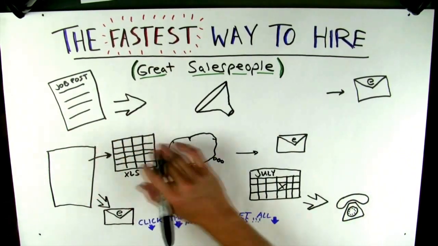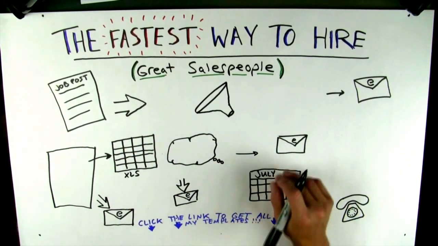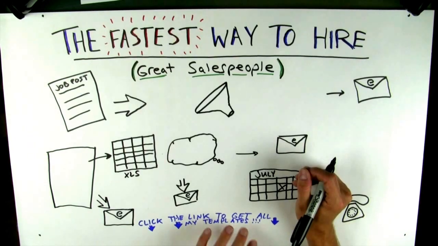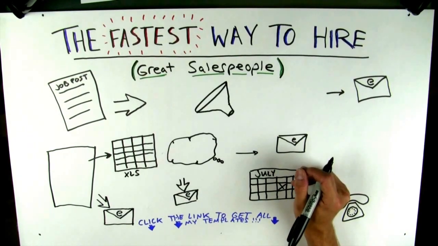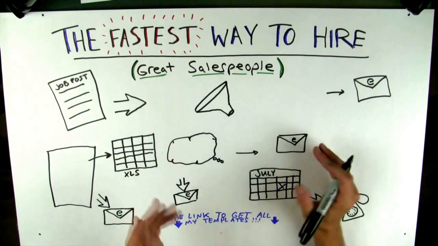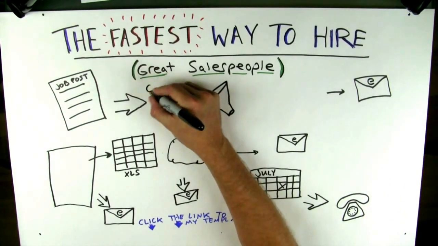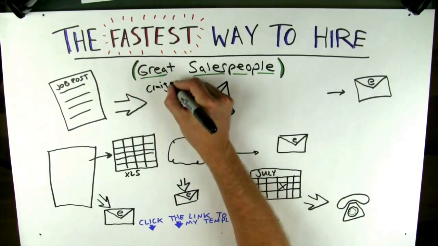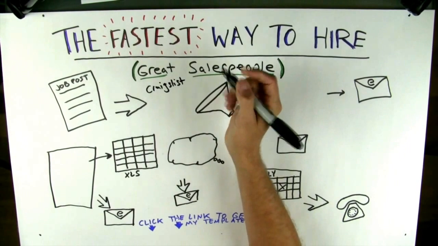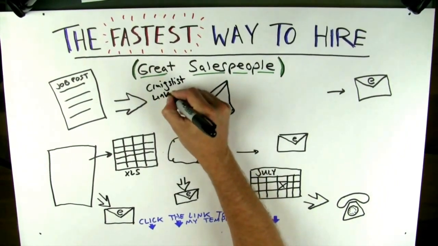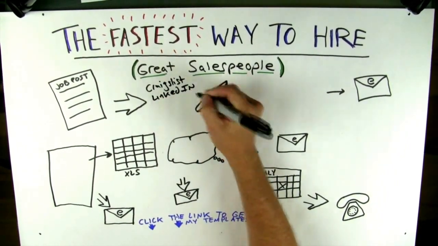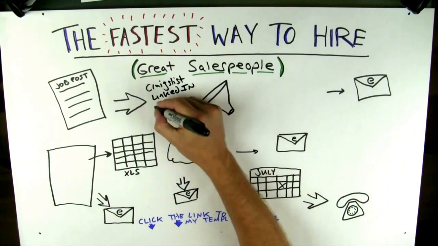But the idea is you start with a job post, and there's actually a suggested job post in the document below, and you've got to post it someplace, obviously, right? My personal favorite sources, I actually still get a lot of traction out of Craigslist. Of course, LinkedIn these days is a big source.